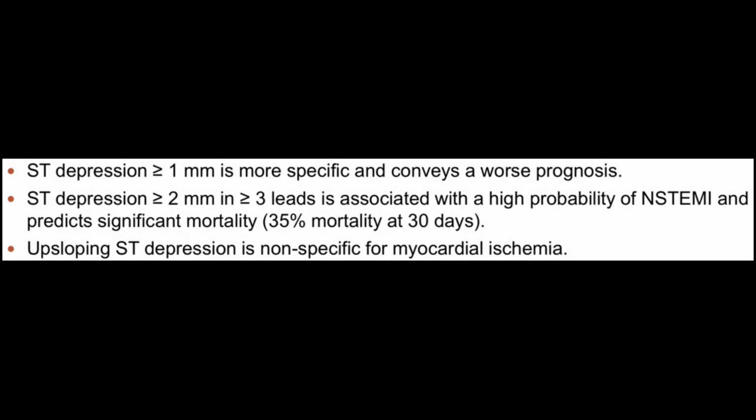ST depression greater than 1 millimeter is more specific and usually conveys a worse prognosis. ST depression greater than 2 millimeters in 3 or more contiguous leads is also associated with a high probability of NSTEMI and predicts significant mortality. Upsloping ST depression is somewhat non-specific for any myocardial ischemia.